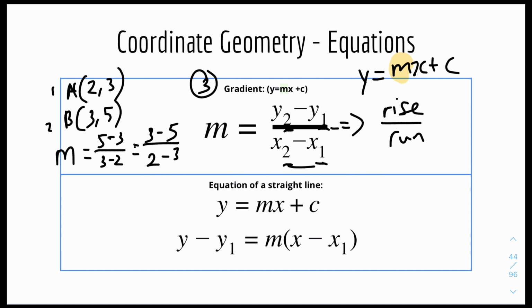Then we have the equation of a straight line. There are basically two equations: y equals mx plus c, the most standard one, and y minus y1 equals m, the gradient, times the bracket x minus x1. So you need a coordinate of y1 and x1.